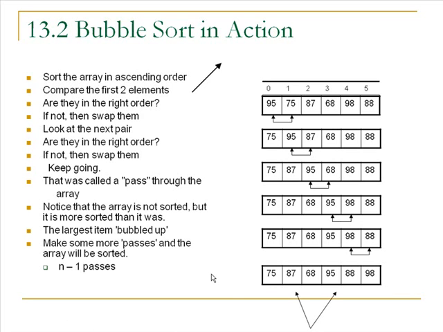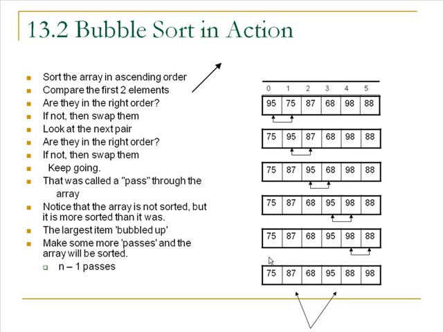And what does eventually mean? How many times would we have to do that? We would do it n minus 1 times, where n is the number of elements in the array. In this case we have 6 elements, so we would go through this array 5 times, looking at the adjacent elements and swapping them as necessary.